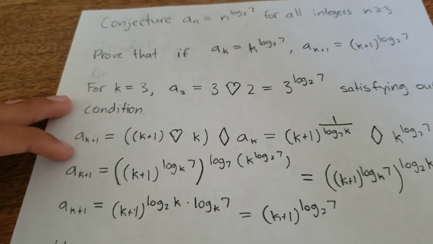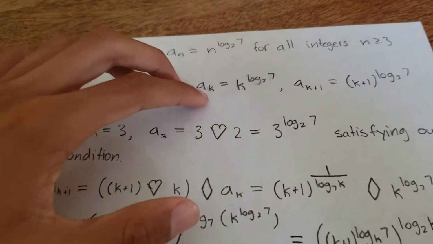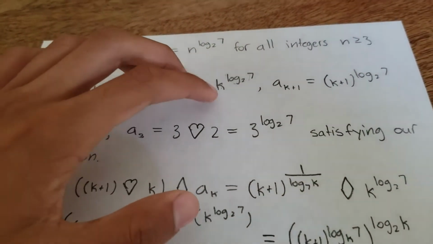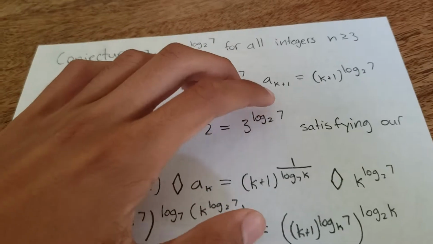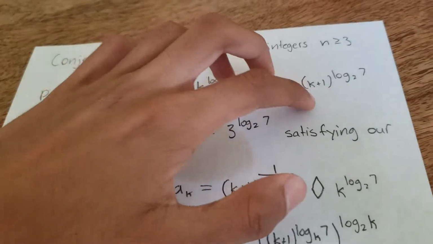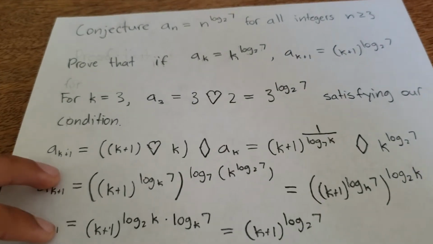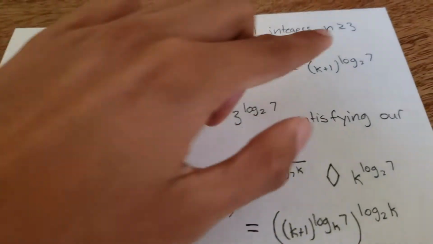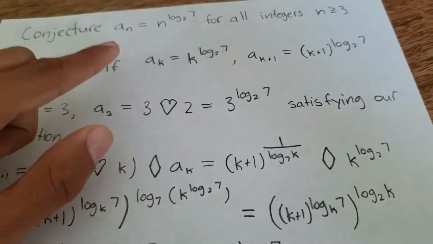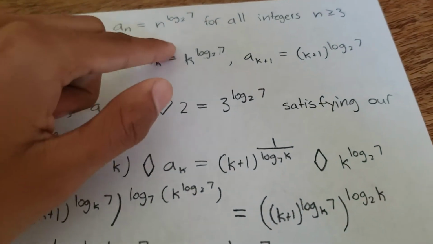Okay, so now let's try to see and prove that given a sub k is equal to k to the log base 2 of 7, a sub k plus 1 is equal to k plus 1 to the log base 2 of 7. And if this is true, then we've proved it for all integers n is greater than or equal to 3, that a sub n is equal to n to the log base 2 of 7.